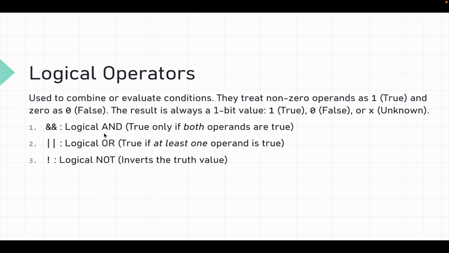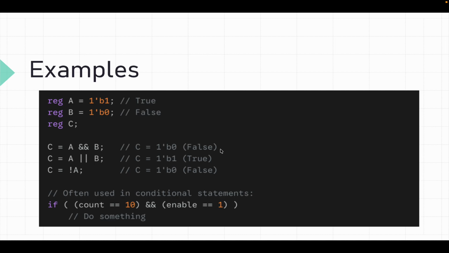Logical AND will return a true only if both operands are true. For logical OR, if one of the operands is true, it will return true. What logical NOT does is, whatever value you give to it, it will invert the truth value. That means it will return a 0. Let us check how it is working.